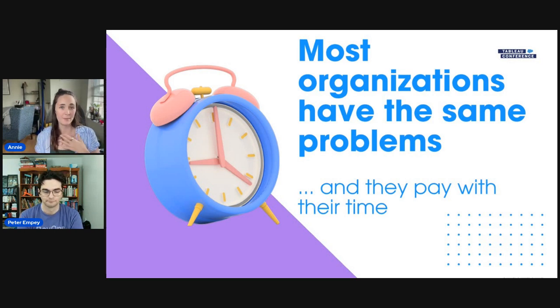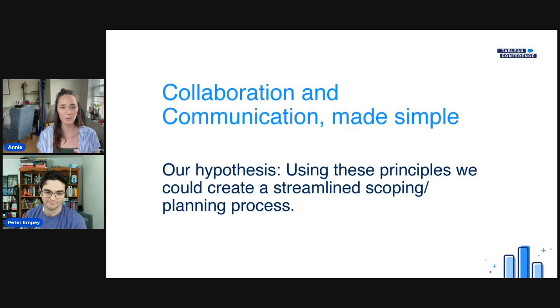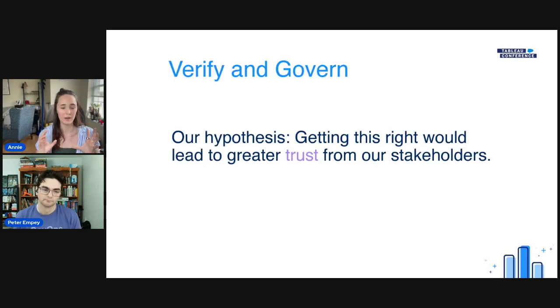So GitLab, again, I wasn't at GitLab when they started this migration, but it tied in really nicely. When I came in, I realized a lot of the principles that they had put into place would hopefully be addressing this problem. So we came up with some hypotheses for our migration into Tableau. The first one was that we could take communication and collaboration, and really transparency was one of our core values, and use those to create a streamlined scoping and planning process, which means that we'd be delivering better dashboards and saving time. Our second hypothesis was around verify and govern, which are really important in DevOps.